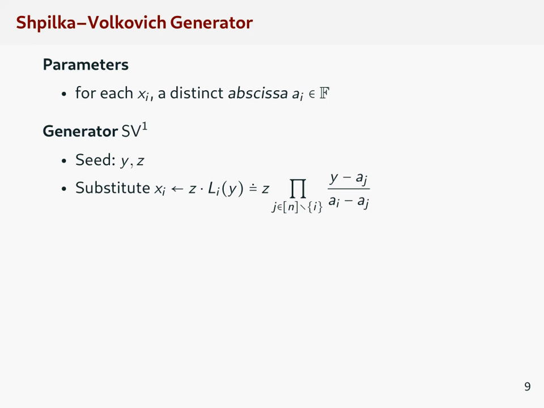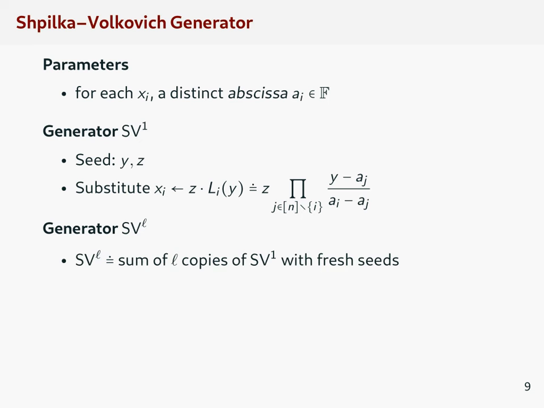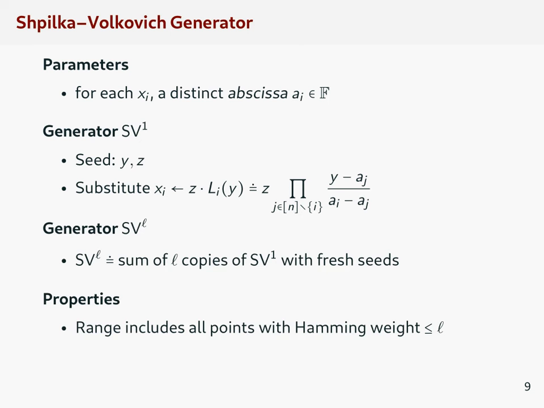So you can view SV1 as interpolating every point with at most one non-zero coordinate, and it does so in a smooth way. For general positive integers L, SVL can be defined as the sum of L copies of SV1, each one getting a fresh seed. Properties are, as SV1 contains the points of Hamming weight at most 1, SVL contains points with Hamming weight at most L. And more generally, it has this property known as L-wise independence, and serves as an analog to that in the algebraic setting.